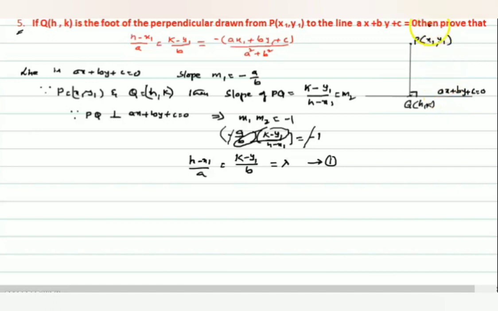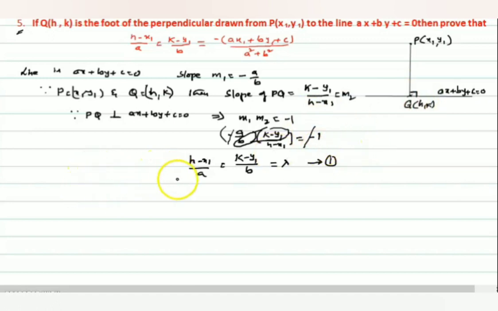Slope is minus a by b. Next, PQ points are known. Its slope is m2, equal to k minus y1 by h minus x1. Since these two lines are perpendicular, m1 into m2 is equal to minus 1. From this, I got a condition. So this is the first part of the work.